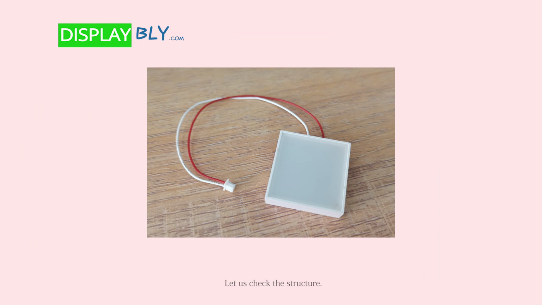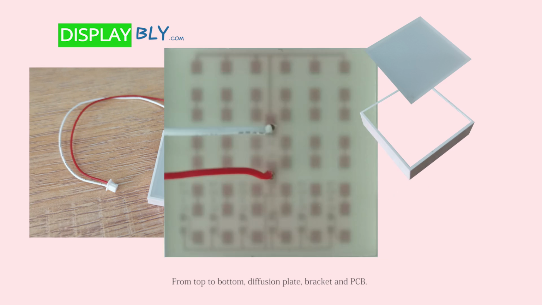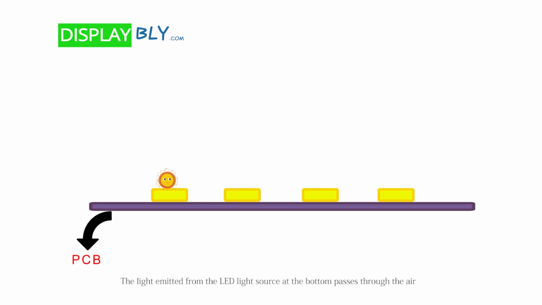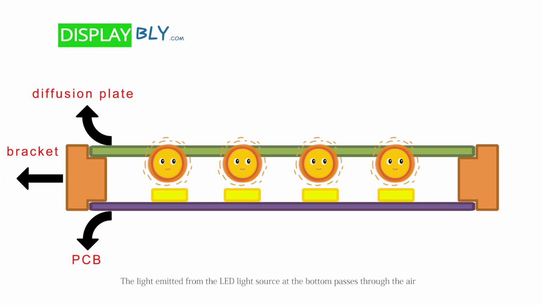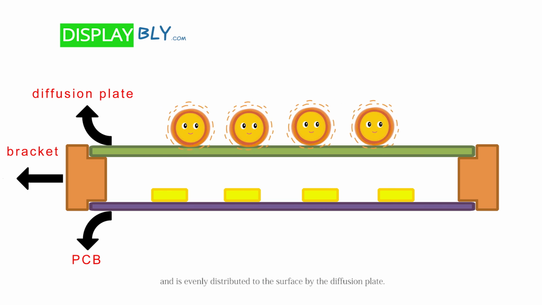Let us check the structure. From top to bottom, diffusion plate, bracket, and PCB. The light emitted from the LED light source at the bottom passes through the air and is evenly distributed to the surface by the diffusion plate.